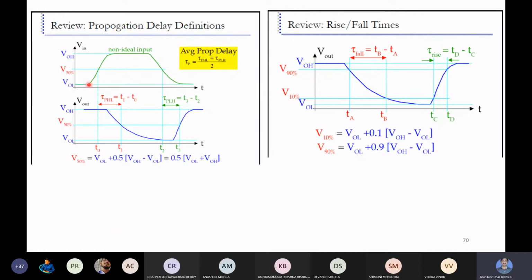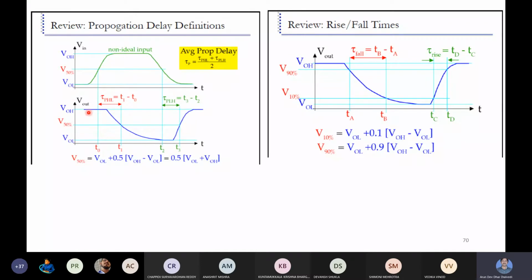For calculation of delay, suppose this is the input pulse, a non-ideal input pulse. It is not switching very fast; it takes some rise time and fall time, and there is some delay even initially. Then it switches from low to high, but it takes some time. Rise time and fall time are not so small, they are significant. This is the maximum value, which in the case of a CMOS inverter is VDD, equivalent to VOH, and this is the minimum value, equivalent to 0, or VOL.